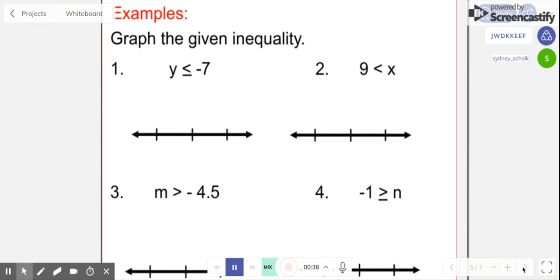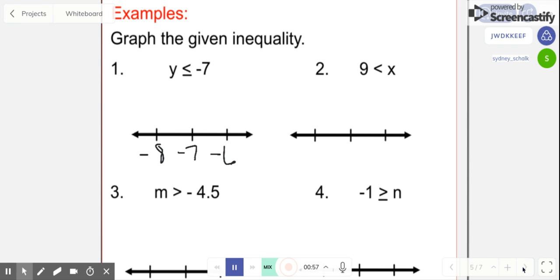So for number 1, we have y is less than or equal to negative 7. So the first step is to write my numbers on a number line. So I'm going to put negative 7 in the middle, the value that I see, 1 below it, negative 8, and 1 higher than it, negative 6.